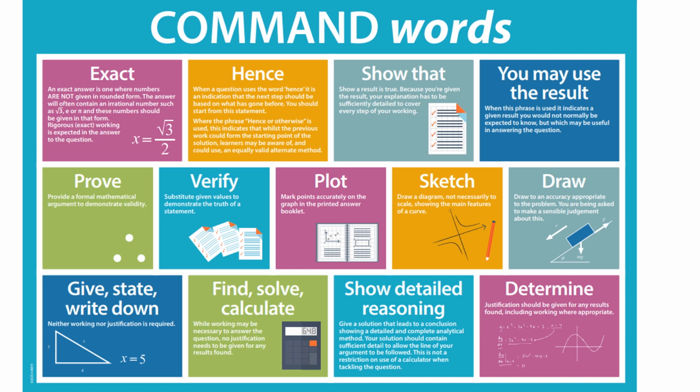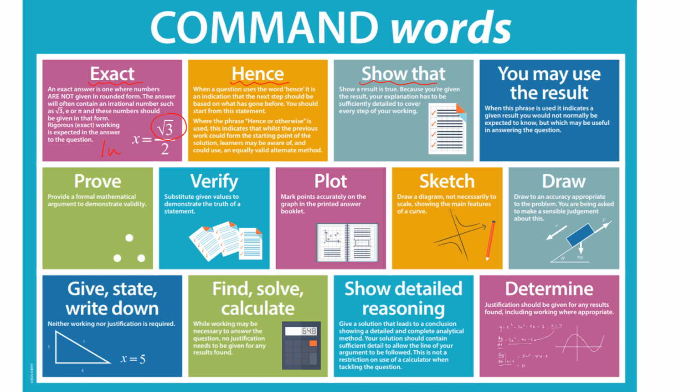So here's a list of command words from the OCR website. If you're asked to give something in exact form, you might have to give it as a third, or maybe leave it as an ln. You shouldn't be giving a decimal if it says exact form. Hence means that whatever you've worked out in the previous part should be then used for the next part.